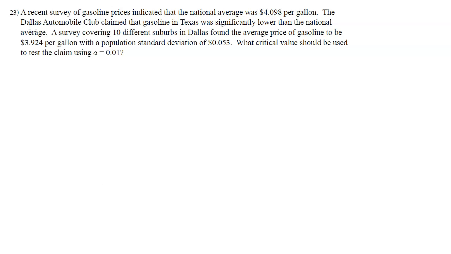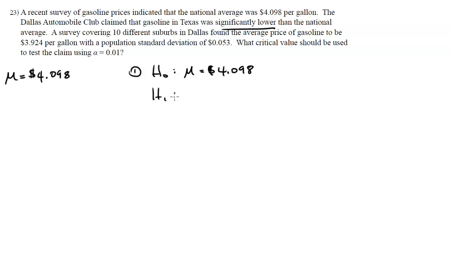For 23, a recent survey of gasoline prices indicated that the whole national average was $4.98 per gallon. Whatever. The Dallas Automobile Club claimed that gasoline in Texas was significantly lower than the national average. So we know the null is going to be that the population mean is actually that, and the alternative is that the population mean is really less than, significantly lower than.